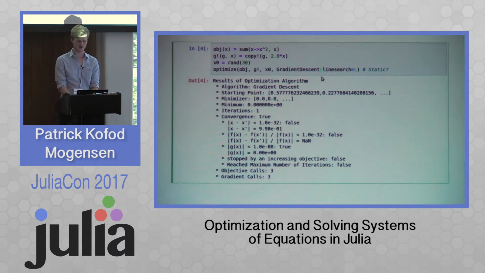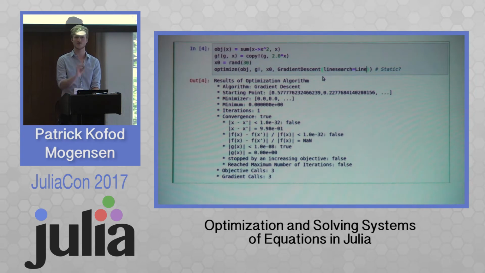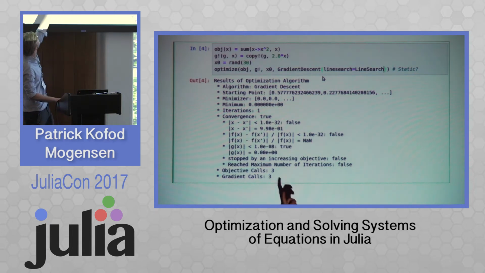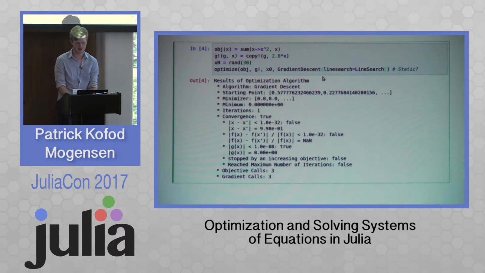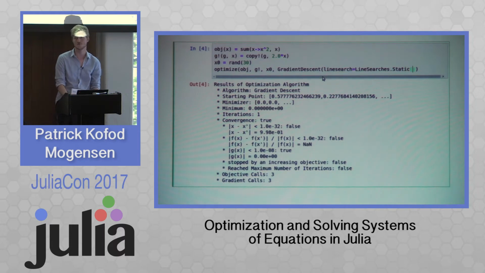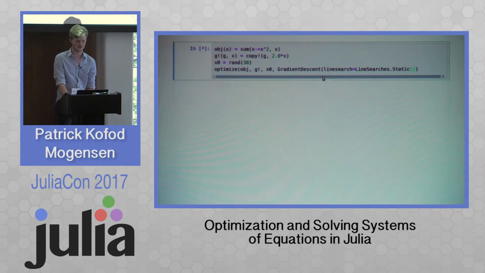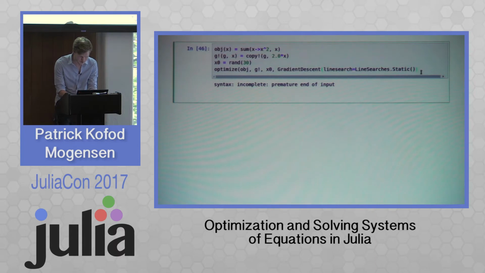Let's just choose a static one. And static here means that you just have a fixed parameter. So alpha is just some number. So we choose another line search algorithm by, in the method constructor, specifying line search equals, and then LineSearches, which is the package name. So the default would be Hager-Zhang, like this. But let's just choose static instead. And that just defaults to an alpha of 1 all the time. So let's try that. That was premature input.